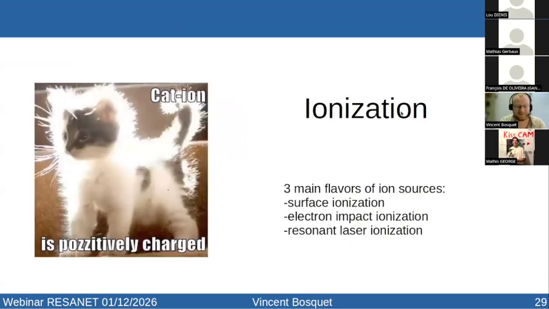And the next step is ionization. There are three main flavors of ion source. The first one is surface ionization. Then you have electron impact ionization, and lastly, resonant laser ionization.